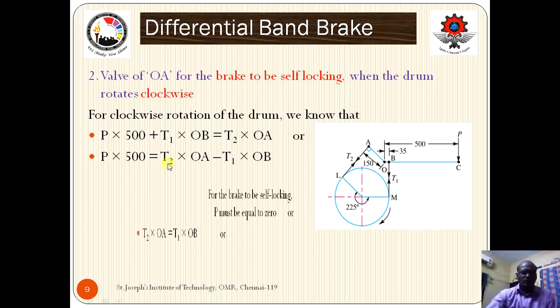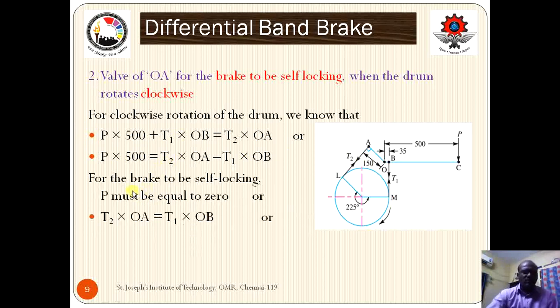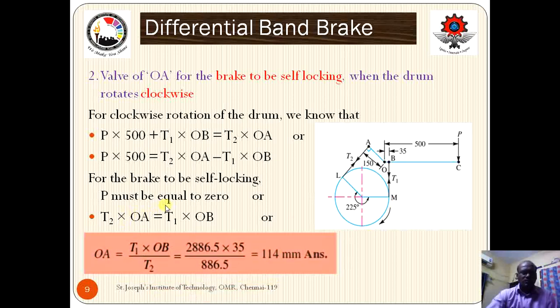So you can write this equation like this. For the brake to be self-locking, P must be equal to 0. So make this equation 0 and take T1 to the other side: T1 into OB equals T2 into OA. Now your OA value is not known. So to find OA, it is T1 into OB by T2. T1 we already found, the OB value is fixed at 35, and T2 we have found as 886.5.